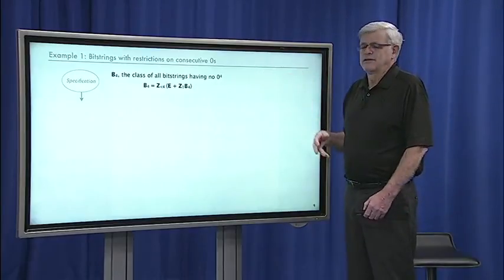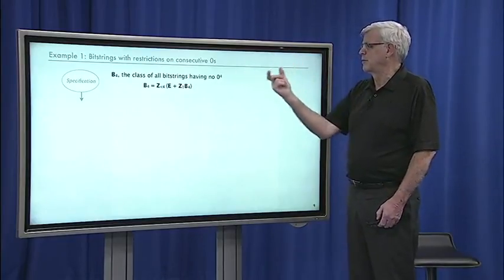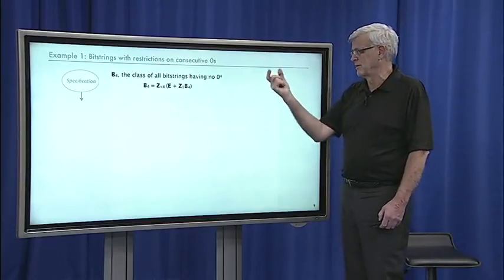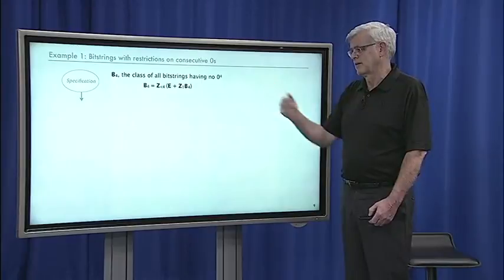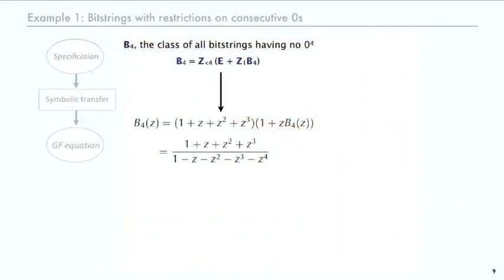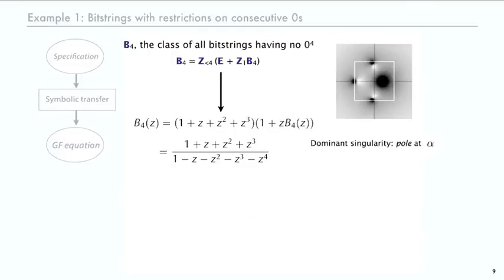And this generalizes. For this case, say we want to find the class of bit strings with no occurrence of 4 zeros in a row. The construction's easy. The translation down to the generating function just generalizes what we saw for the Fibonacci case. And now the singularity structure is a little more complicated. There are 4 poles, but only one of them is on the real line, and we're only interested in the one on the real line that's closest to the origin. So that's alpha, which we can calculate using a symbolic math system.